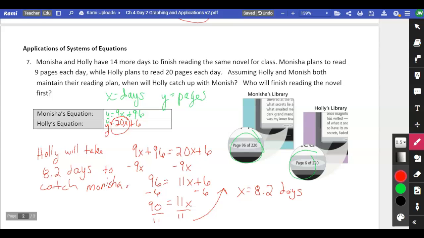And then who will finish first? Again, we said Holly. Because once they catch her, she's reading more pages per day. Holly will be done first.